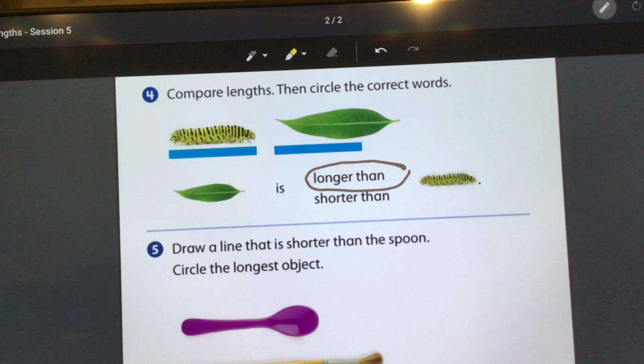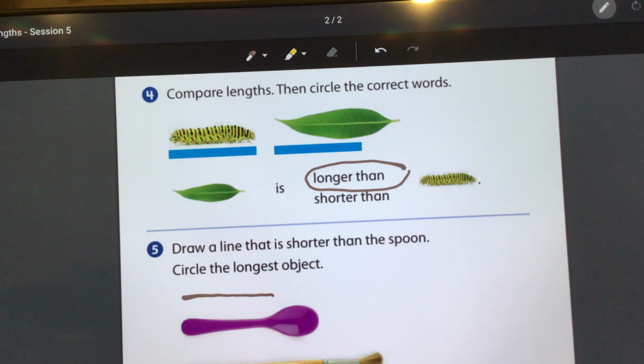Number 5, draw a line that is shorter than the spoon. Circle the longest object. Okay, so we have two things to do. Draw a line that is shorter than the spoon, and then circle the longest object. We're going to start with drawing a line. Remember to start where the spoon starts and the paintbrush. So I'm going to start here, and it's going to be shorter than the spoon.